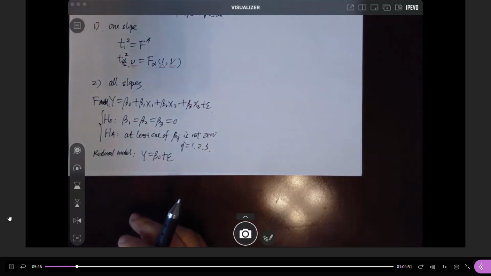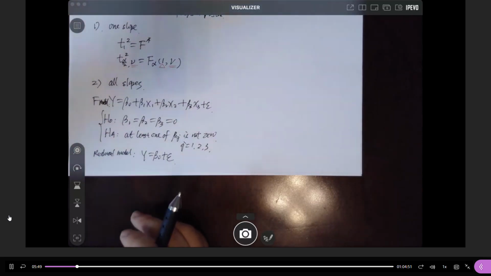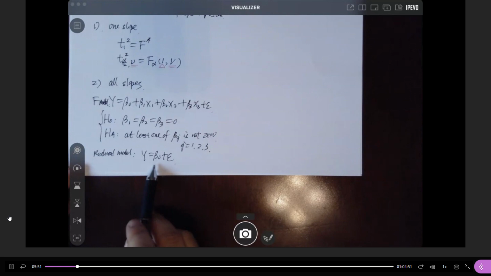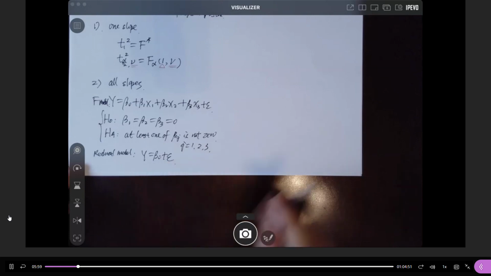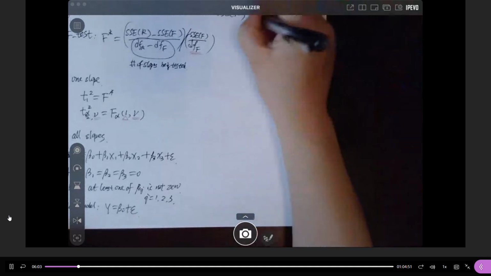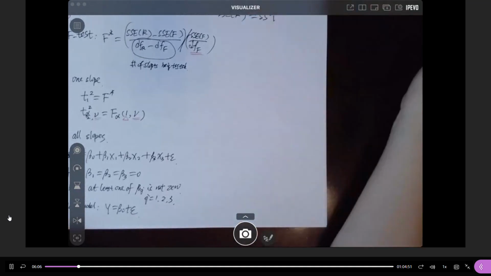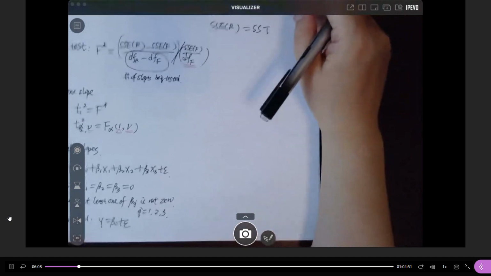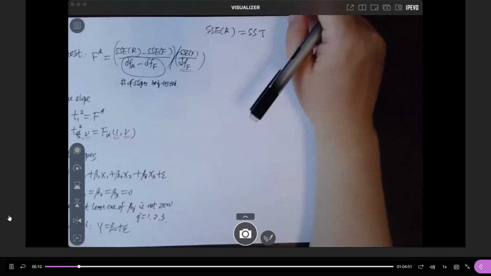We covered in the previous case, right? When you test one slope, you don't have a beta 1 times x1 or beta 2 times x. You don't have a predictor here. It's just the intercept and epsilon. In this case, what is SST for the reduced model? It equals SST, right? Yes, it equals SST. And this is a conclusion we already have.